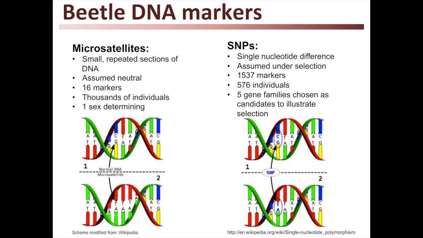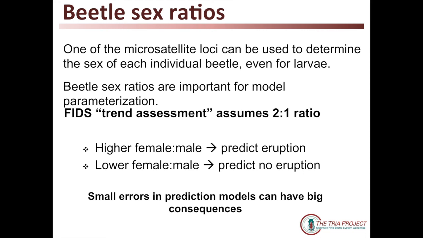Oh yes, I need to get used to this system. So for beetle sex ratios, one of those microsatellite loci can be used to determine the sex of a larva, which of course buys you time. You don't have to wait for it to become an adult, and it may be a lot more than just time efficient, but cost efficient and so on. And as you heard from Barry, sex ratio is very important for model parameterization, and I think he's going to be telling you more about that.